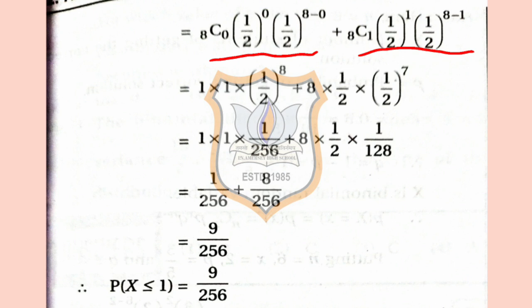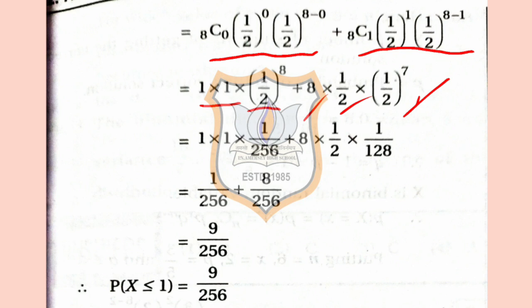Let's solve it. nC0 is 1. Anything to the power 0 is 1. So you will have 1 into 1. 8 minus 0 is 8. So we will have half to the power 8. Now 8C1 is 8. Half to the power 1 is half. And half to the power 8 minus 1, that is 7.